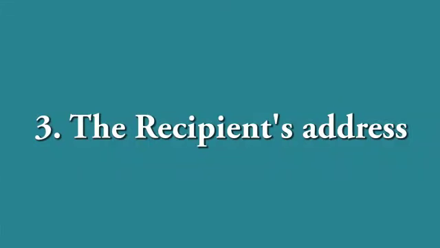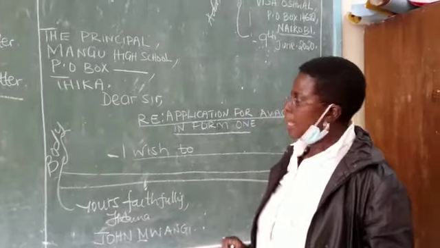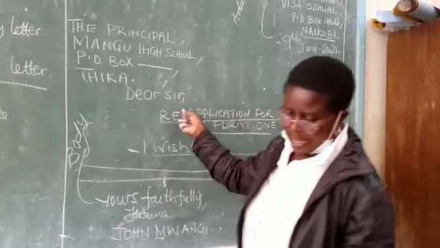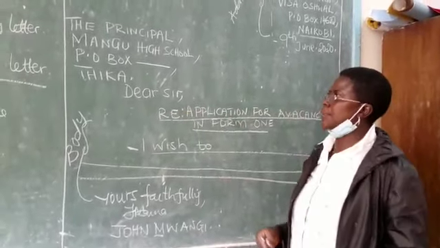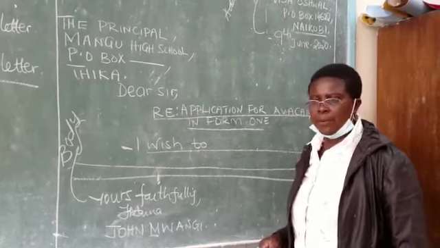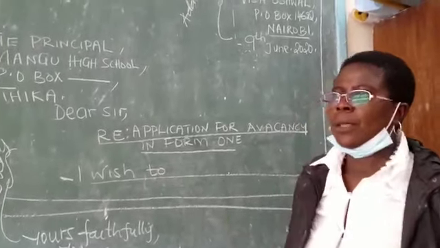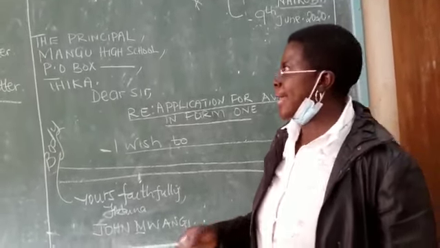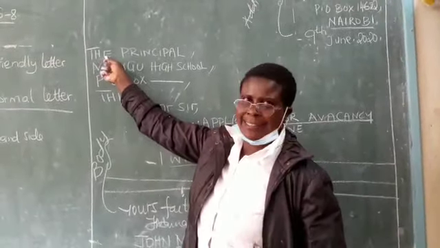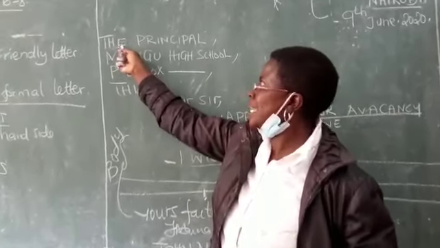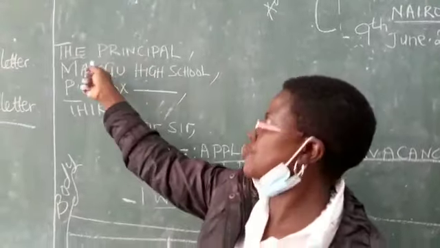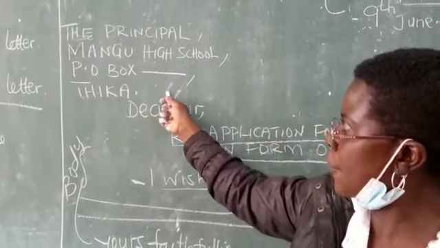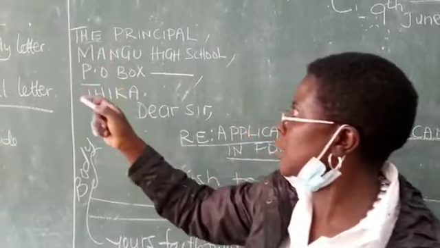The recipient's address should come there. Now, before you write the address, you must first write the name or the title of the recipient of that letter. For example, if you are writing to the head teacher of Recipient Primary School, then here you will address the letter to the head teacher, Recipient Primary School.